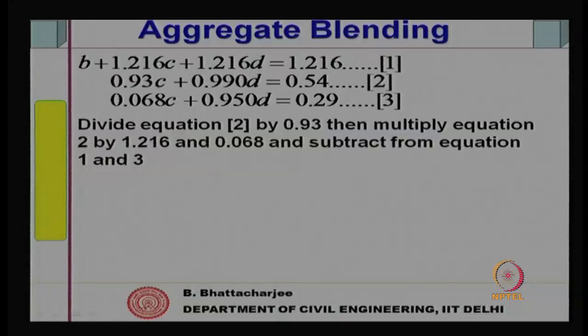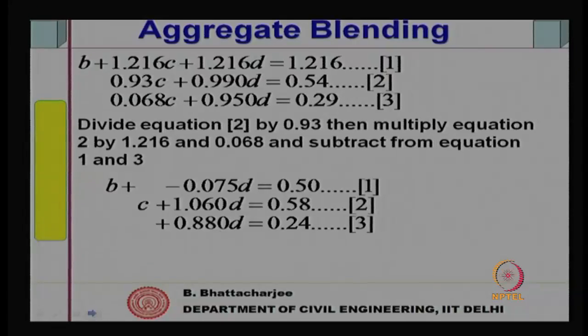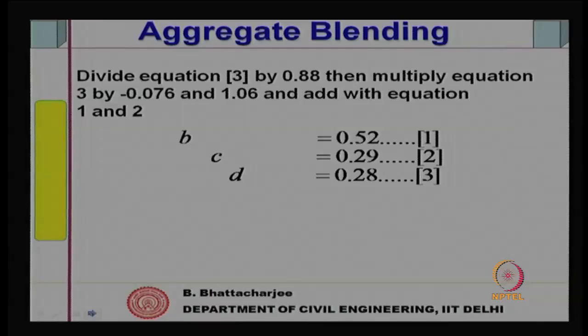Then you take this element as the pivot, divide equation 2 by 0.93 and multiply equation 2 by 1.216 and subtract, and 0.068 and subtract from equation 1 and 3, and this will lead to B, C equals to this. Then the next step would be to divide this equation by 0.88 and you get the value of D. So, multiply this by 1.060 and subtract from this, then you will get straight away the value of C. And if you do this process, you get B, C, D equals to 0.22, 0.29 and 0.28.